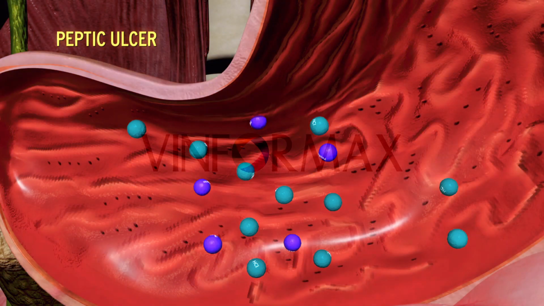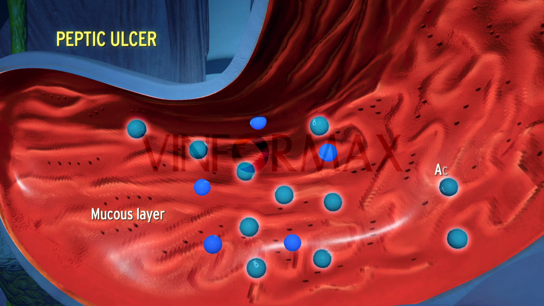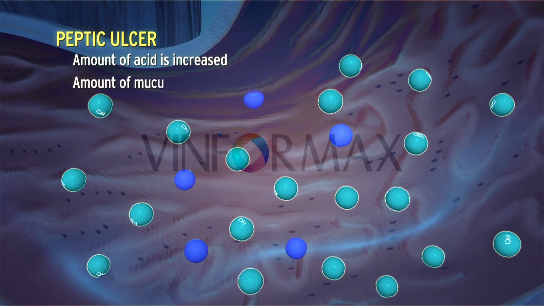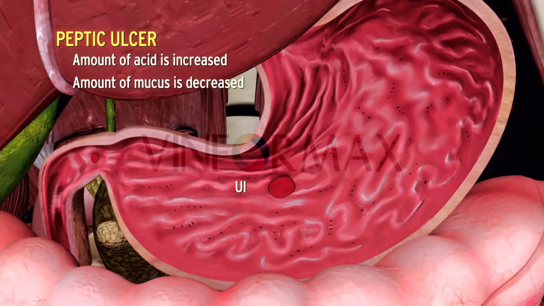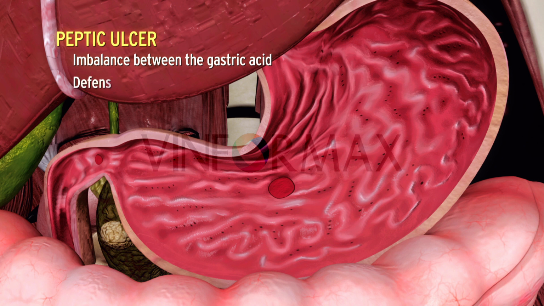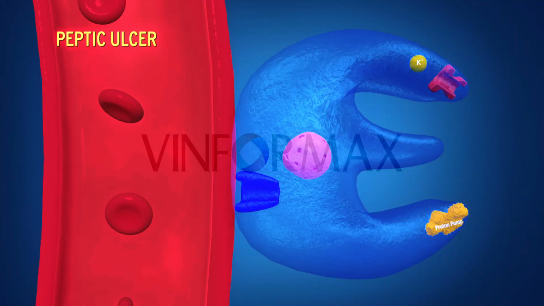Do you know why this peptic ulcer occurs? Your digestive tract is coated with a mucus layer that normally protects against acid. But if the amount of acid is increased or the amount of mucus is decreased, you could develop an ulcer. Hence, peptic ulcers occur due to the imbalance between gastric acid and defensive gastric mucus.